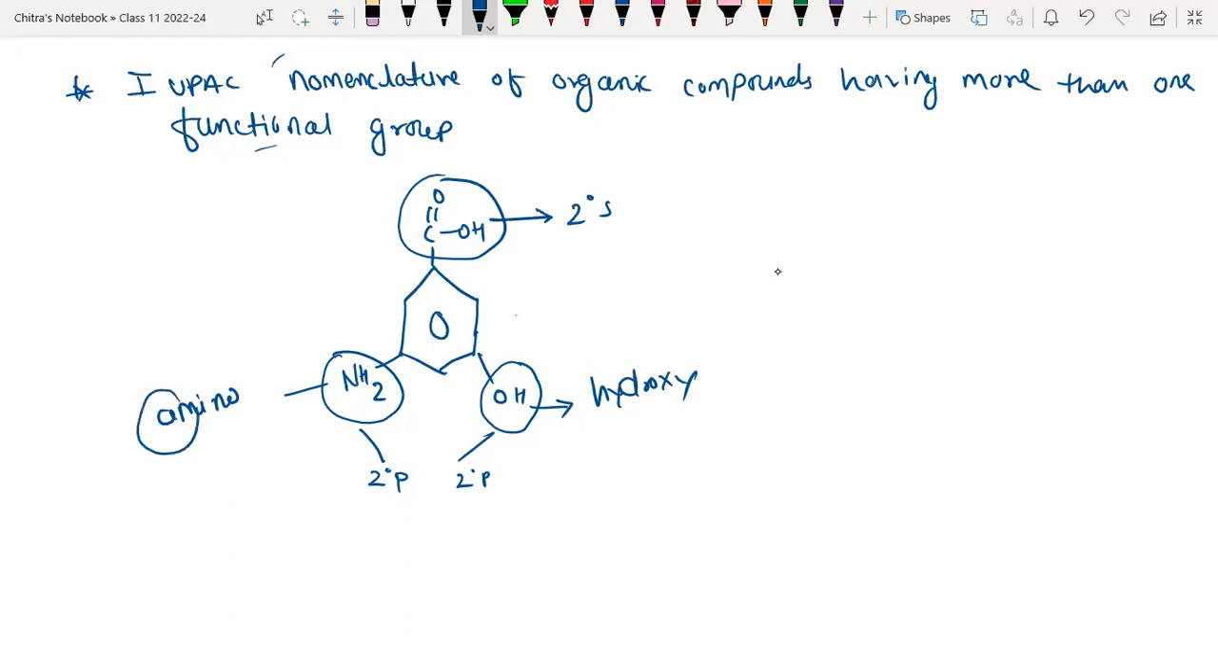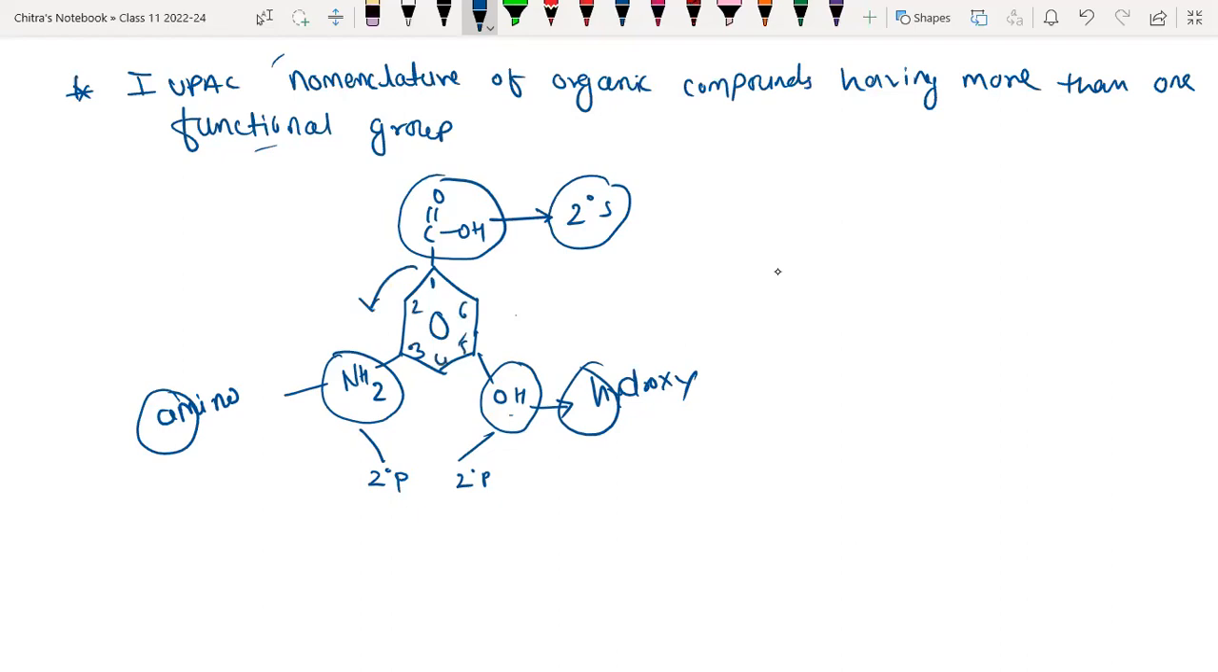In alphabetical order, will A come first or H? A will come first. So the carboxylic acid has more priority, so that will be carbon number 1. From here we move to this side: carbon number 1, 2, 3, 4, 5, and 6.